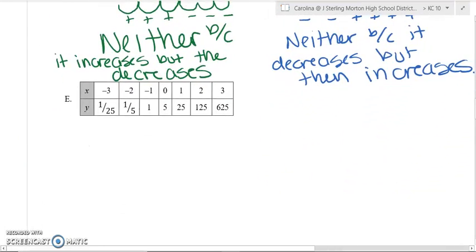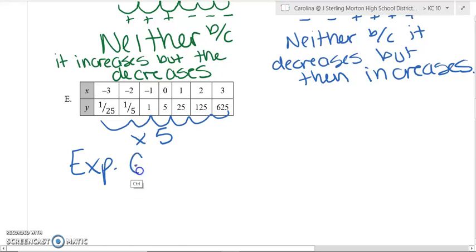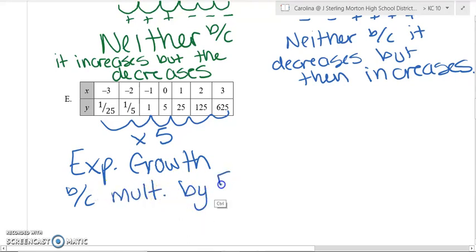And last but not least, E. Again, we are only looking at the Y value. I went from 1/25 to 1/5 to 1 to 5 to 25 to 125 to 625. Hopefully you could recognize here that we're actually multiplying. We're multiplying by 5 each time. So this would be an exponential growth because it's multiplying by 5.